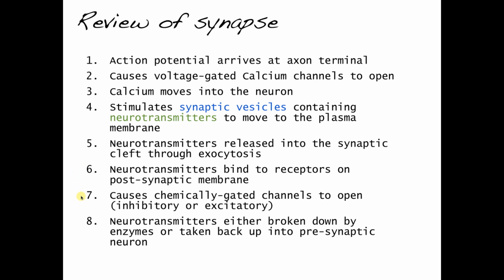Binding of neurotransmitters can cause chemically gated channels to open up, and depending on whether the neurotransmitters are inhibitory or excitatory will depend on what ion channels open. When the neurotransmitters have exerted their effect, they will either be broken down by enzymes or taken back up into the presynaptic neuron.